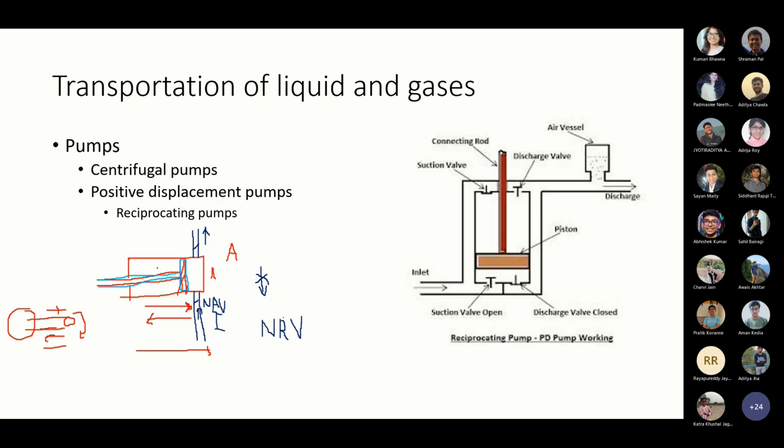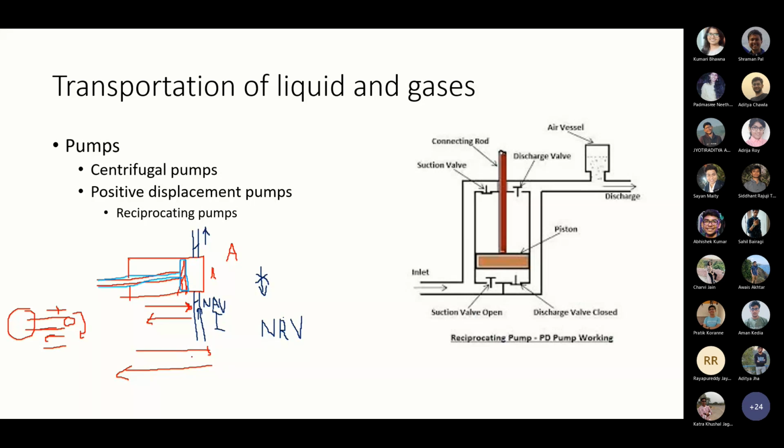Initially, the tank contains only air. When I move the piston from here to here, whatever air is there will go away. Then the valve is closed. When I pull back the piston, what will happen? Since whatever air was present in the cylinder has gone outside, there is no air inside. When I pull this piston back, what will happen?